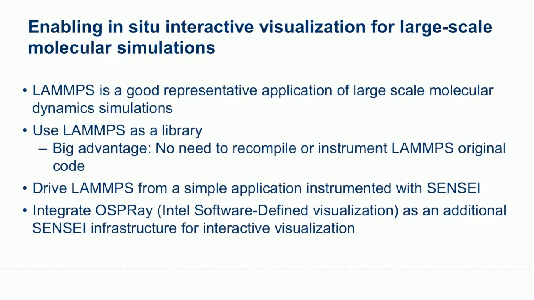So the backend analysis does this rendering with Ospray. It's a software-defined visualization. It's a ray tracer. It's very fast. It does things in parallel using threading and vectorization, so it's a very optimized rendering library. And it will render much faster than something in VisIt or ParaView, although I think in some of these backends you can actually use Ospray now.